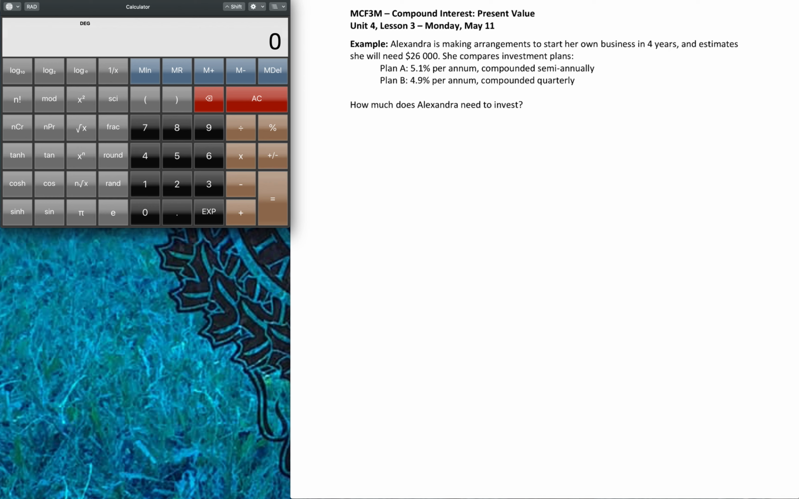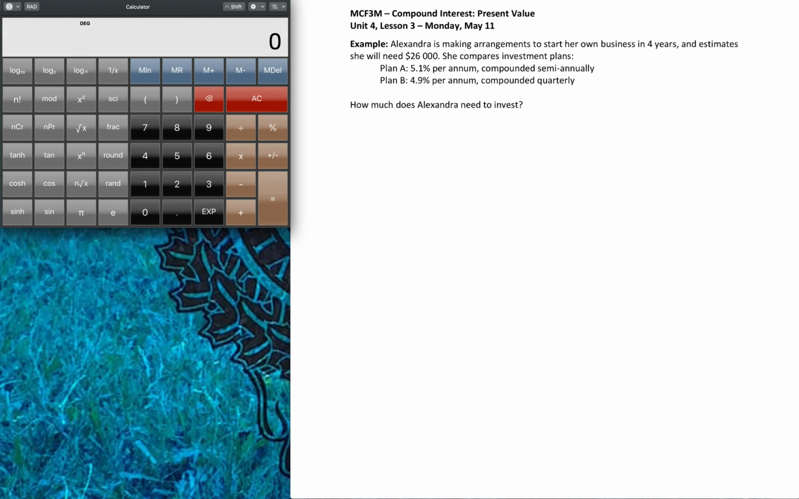So you can see right off the bat, plan A, you're earning 0.2% more interest, okay? And it's going to be compounded semi-annually. That's going to be the same thing as biannually, okay? So twice per year, every 6 months, okay? And plan B is 4.9% per annum, compounded quarterly, okay? Now, these two things here are a little tricky in the sense that they're going to change the way the question gets done just a little bit, okay?